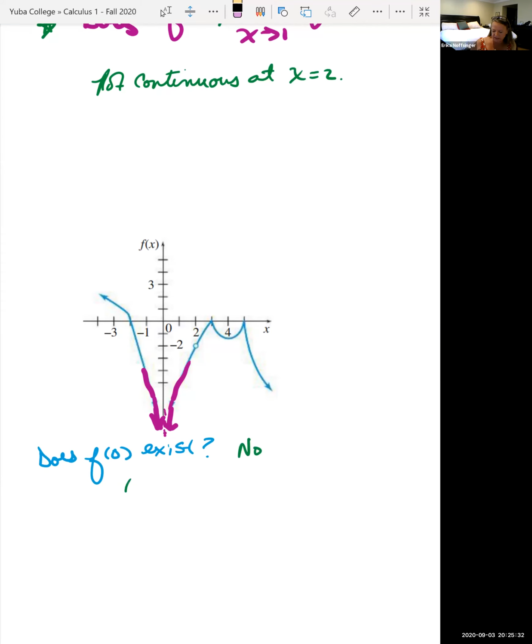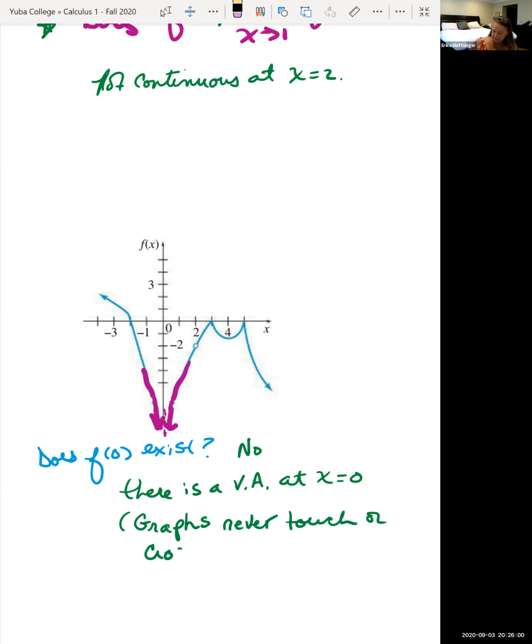Okay, so there's a vertical asymptote at x equals 0. Graphs can cross different types of asymptotes, but they can never cross a vertical asymptote. Graphs never touch or cross a vertical asymptote. It just gets really, really close to it.